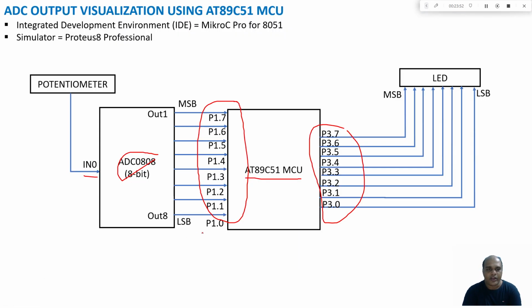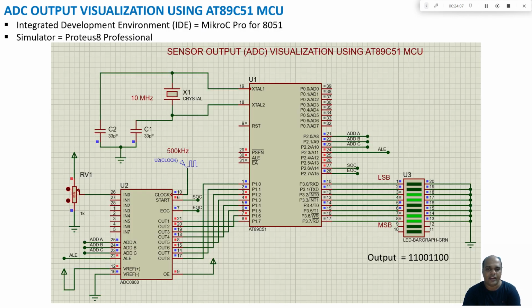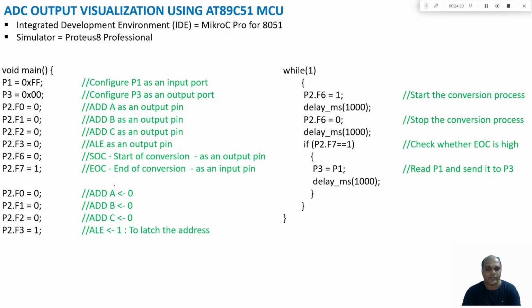So in this tutorial, I have discussed how to get data from the ADC0808 IC, how it can be interfaced with your AT89C51 microcontroller, and how to display the ADC output in LEDs. This is a typical circuit which I have shown. Here you can see the output is 11001100. This is the corresponding program which I have explained just now.